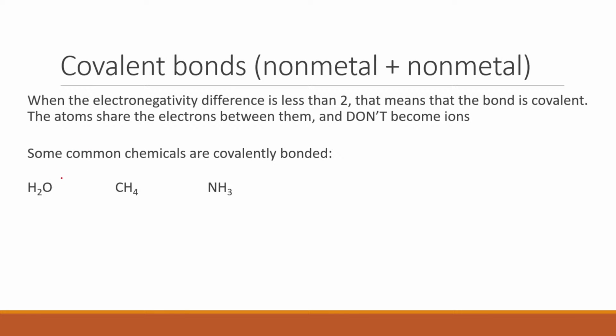A lot of common chemicals are covalently bonded, right? Things like water, carbon dioxide, oxygen, methane, ammonia, all these things are covalently bonded. Sugar. And they have a whole different outlook and a whole different way of being treated than ionic compounds.